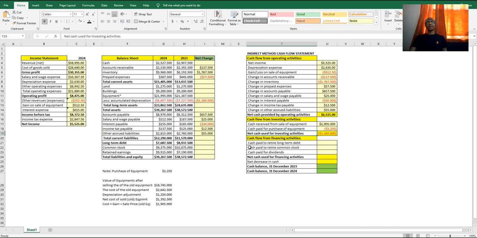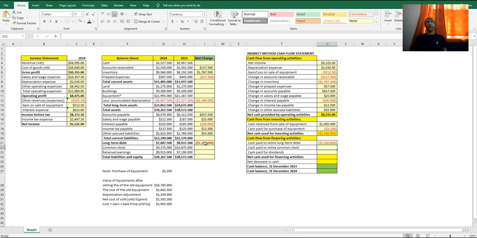Now we come to cash flow from financing activities. First line item is cash paid to retire long-term debt. First we have to see if there is a reduction in long-term debt. 7867.5 minus 8937.5. There is a reduction and the reduction value is 1250. So this is the cash paid. So this is a cash outflow from financing activities. Entry will be negative.